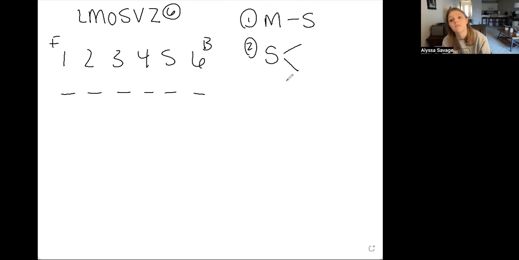It could be L and V. They don't have to touch. They could be as far apart as possible. Technically, we could have S here, L here, and V here. S is still in front of L and V.